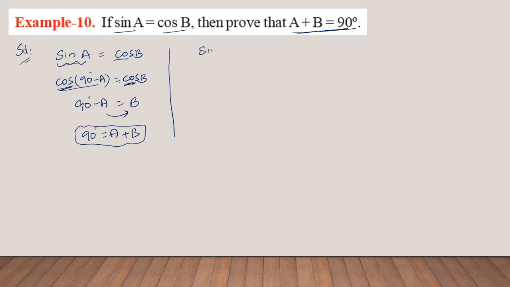Or otherwise you can go like this also. So sin A is equal to cos B now. Now since here we are having only one term, we can change cos B. So cos B I can write as sin of 90 minus B. So sin of 90 minus B means cos B only now.